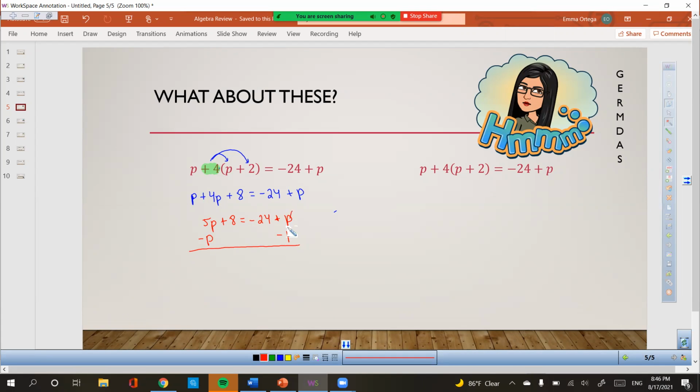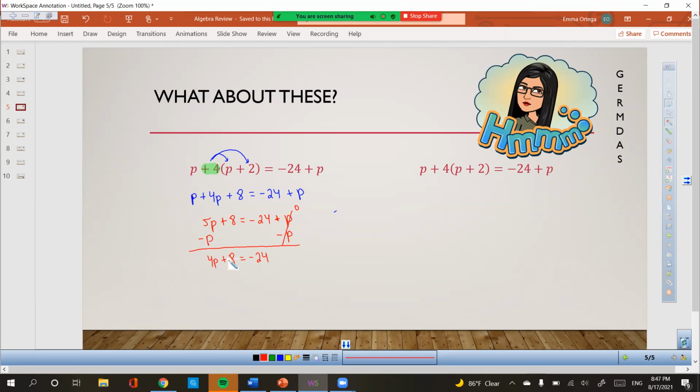All right, so let's see what we get. Positive p minus p, that goes away. I'm left with 0. And I'm left with 5p minus 1p. That gives me 4p plus 8 equals negative 24. Okay, so I combine all my letters. Now I'm going to combine my numbers with numbers. I cannot move this one since this one's completely by itself.